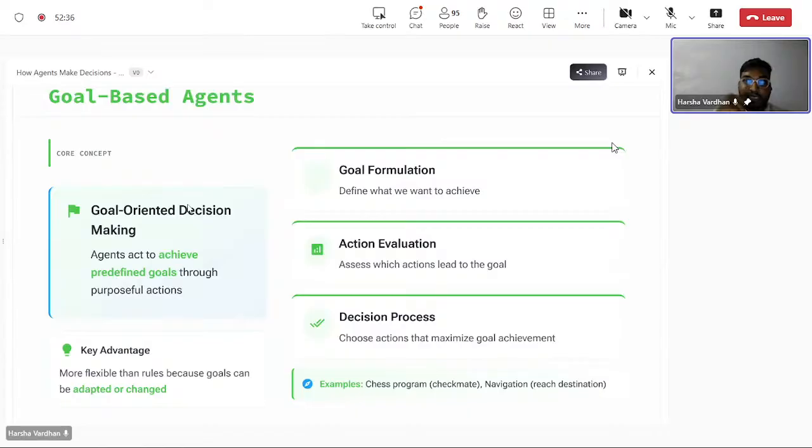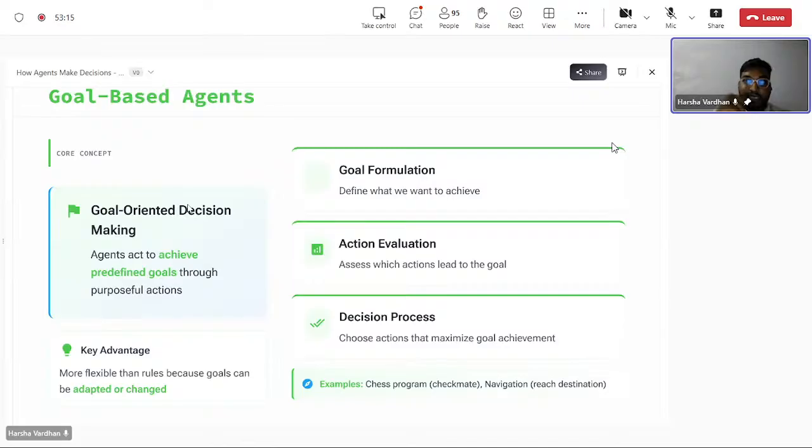And another example is navigation. The sole purpose of navigation is to reach the destination. And by destination, our agent will perceive it as the goal. No matter which route you take, no matter which way you take, you will somehow reach your goal or destination based on the map, the city, or the streets that are around you. So this is how goal-based agents work. They formulate, they evaluate, and then they process.